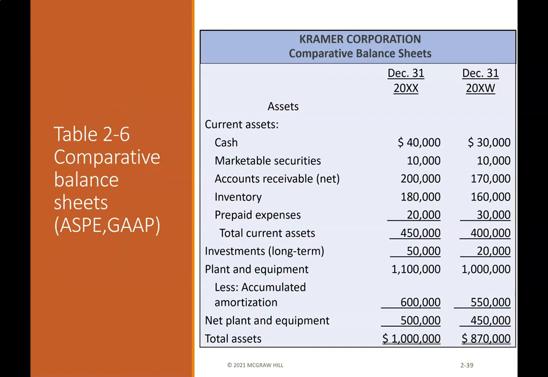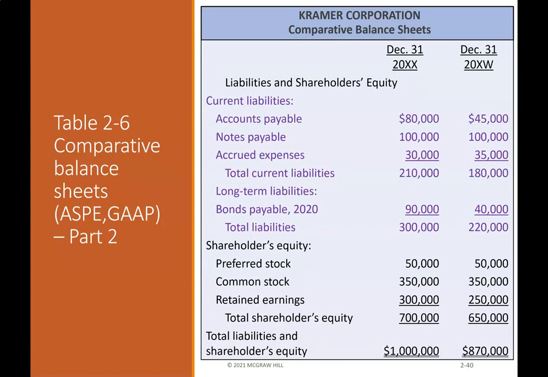Table 2-6, comparative balance sheets, ASPE, GAAP. So we have the two years of the balance sheet. XX is your current year, and XW is your previous year. Table 2-6, comparative balance sheets, ASPE and GAAP, Part 2. It's the same thing, except we're just showing the liabilities and shareholders' equity portion of the balance sheet.